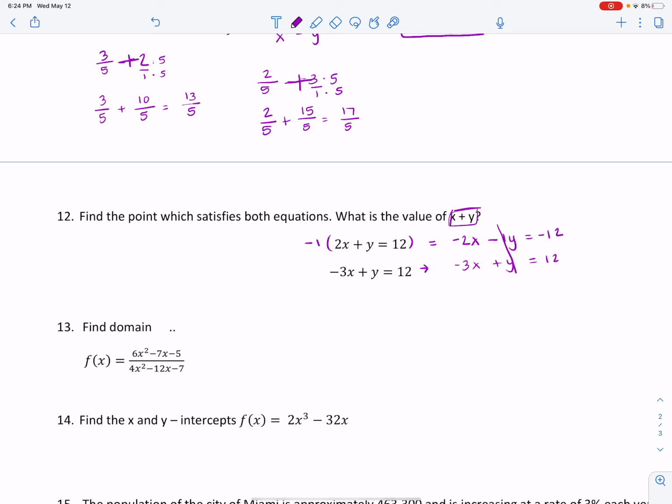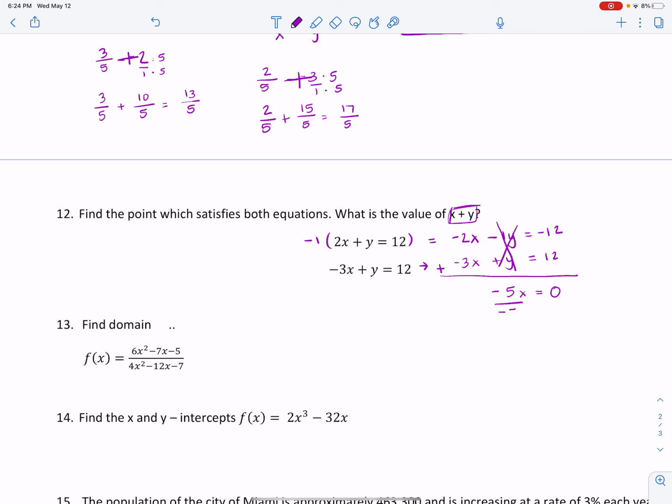-1y plus y cancels the y's, because remember we're adding the equations at this point. So -2 plus -3 is -5x equals -12 plus 12 is 0. That does not mean you have no solution. You have no solution or infinite solution when both your variables cancel. But if just the answer gives you 0, that's okay. You can keep going. Divide by -5.